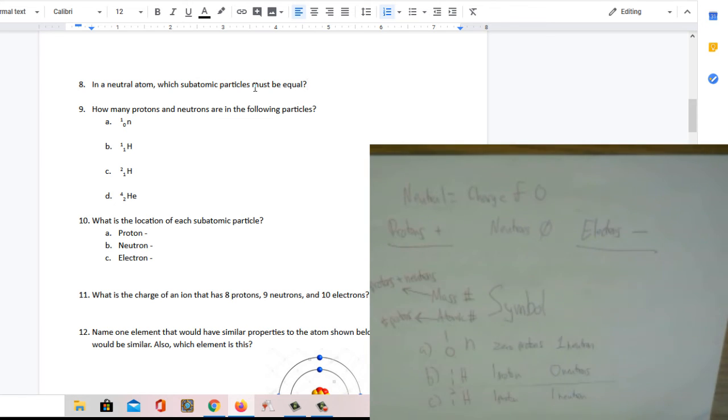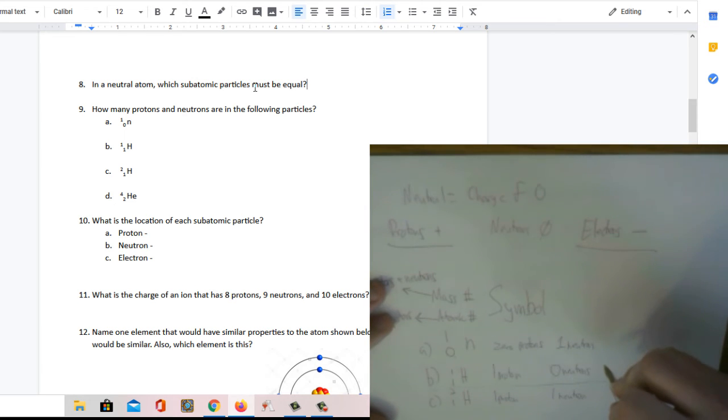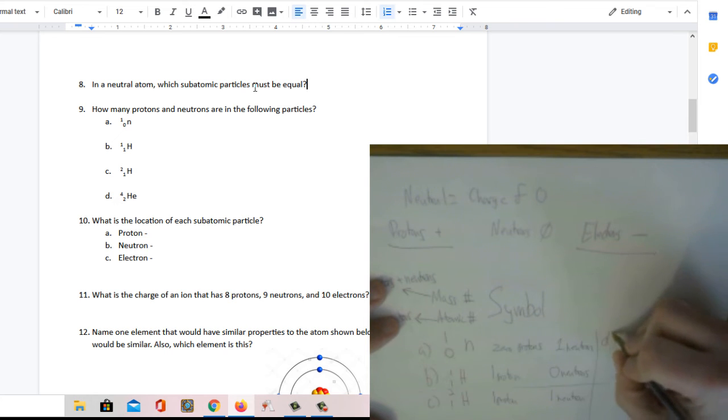And the last one, that is what's called an alpha particle, also known as helium. And it has a mass of 4 and an atomic number of 2. So this is D, and the last one.